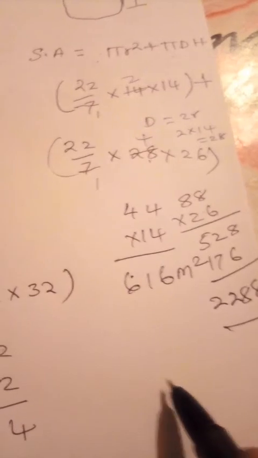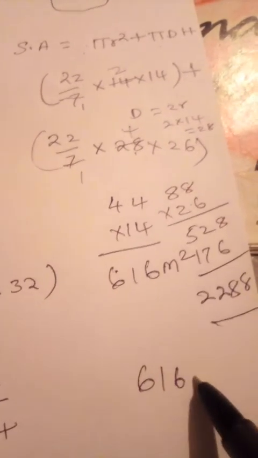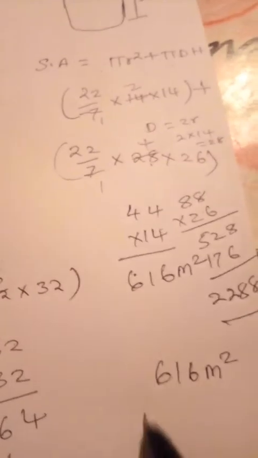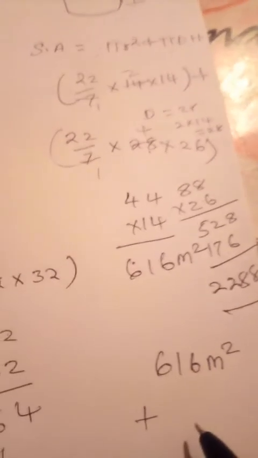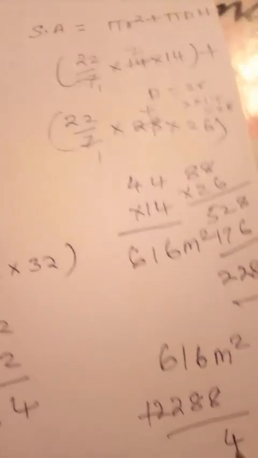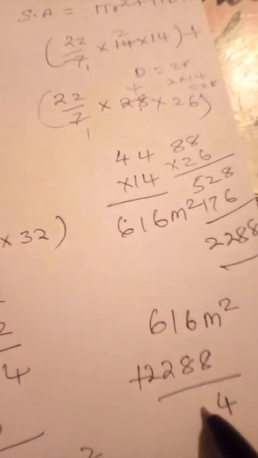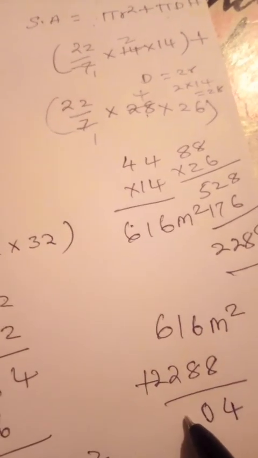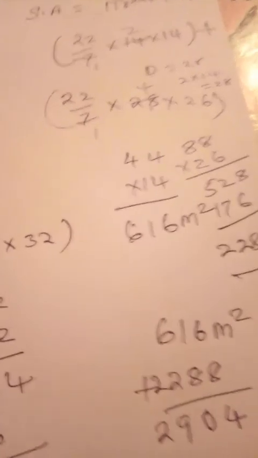So we add pi r squared, which is 616 meters square, to our pi dh, which is 2288. This is going to be 14, carry 1, that's 9, 10, carry 1, that is 9, we drop 2, so we are going to have 2904 meters square. So this becomes the total surface area of an open cylinder.